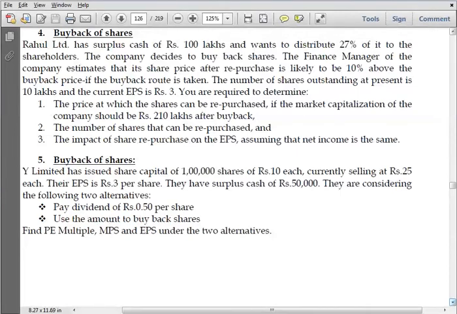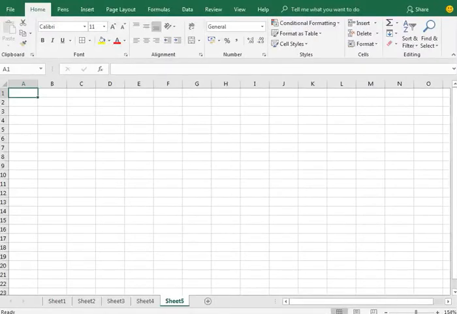Next point. In case of buyback option, shares bought back will be equal to 50,000 by 25, assuming everything is at current market price. I don't have any information in this question. 50,000 by 25, how many shares bought back? 2,000.